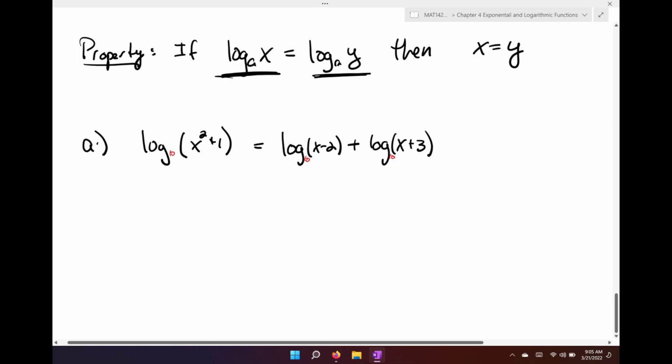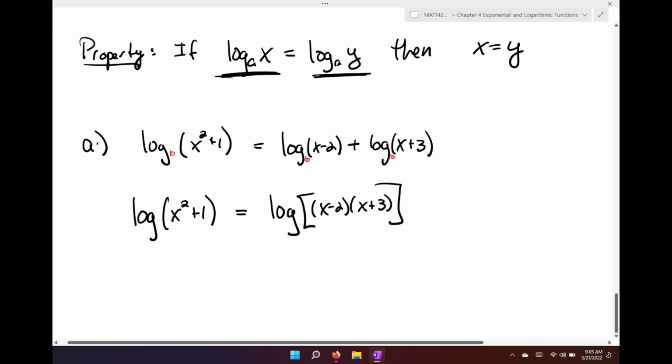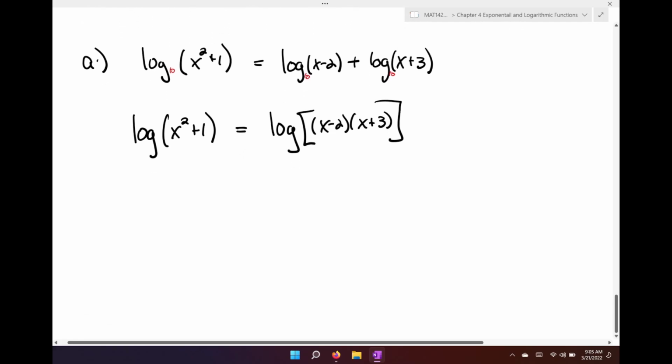On the left-hand side, we're good. We have exactly one log on the left-hand side. But on the right-hand side, we're going to have to use our properties of logs to rewrite this as the log of x minus 2 times the quantity x plus 3. Now, on the left we have a log, on the right we have a log, so we can apply the property we just learned. So x squared plus 1 has to equal the quantity x minus 2 times the quantity x plus 3.